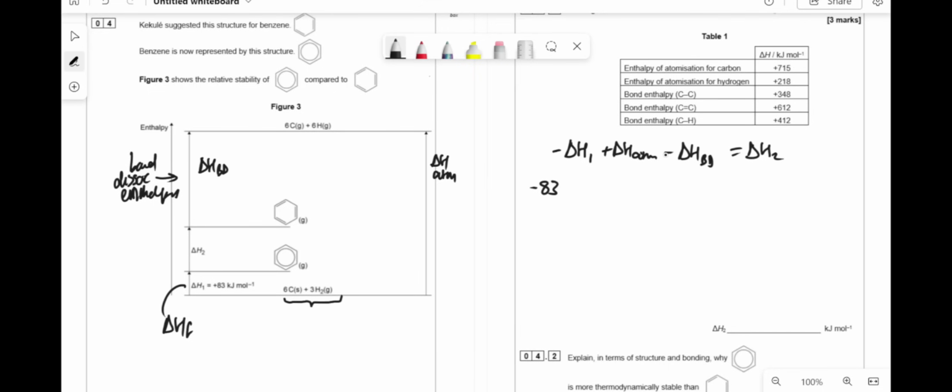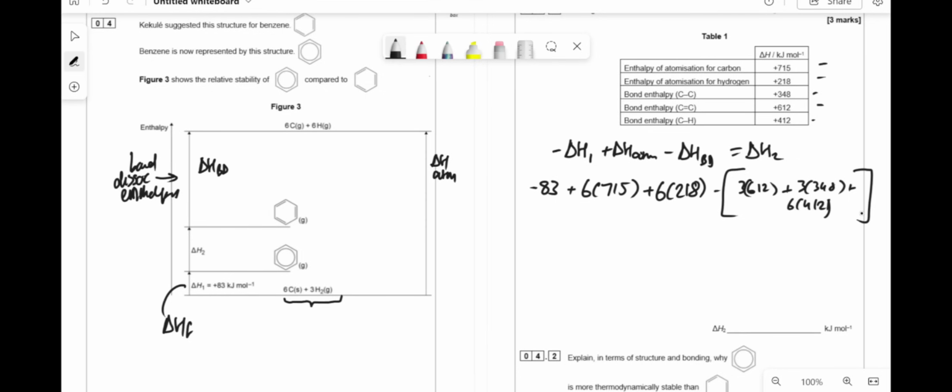So the enthalpy of atomization of carbon is going to be 6 lots of 715, plus the one for hydrogen, which is going to be 6 lots of 218. Now we need to subtract all the bond dissociation enthalpies. We need to add them all up. So we're breaking every single bond we calculate, and then we go the opposite way. That's going to be 3 lots of C double bond C, 3 lots of C–C, and then 6 lots of C–H. So 3 C double bond Cs is going to be 3 × 612, plus 3 lots of C–C, so 3 × 348, plus 6 lots of this, so that's going to be 6 × 412.